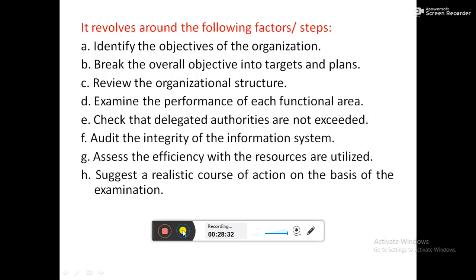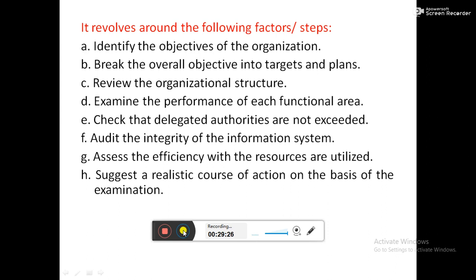The management audit involves the following steps. At the time of undertaking the management audit, the auditor has to follow these steps. Point number one, he has to identify the objectives of the organization. The second step is he has to break the overall objectives into targets and plans. The third step is he has to review the organizational structure. In the fourth step, he has to examine the performance of each functional area. In the fifth step, he has to check that the delegated authorities are not exceeded.